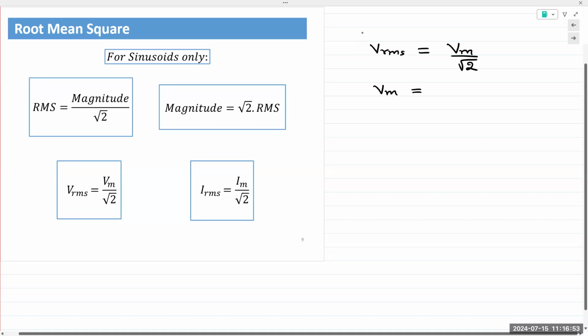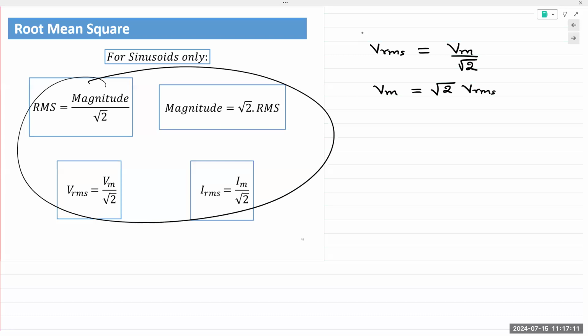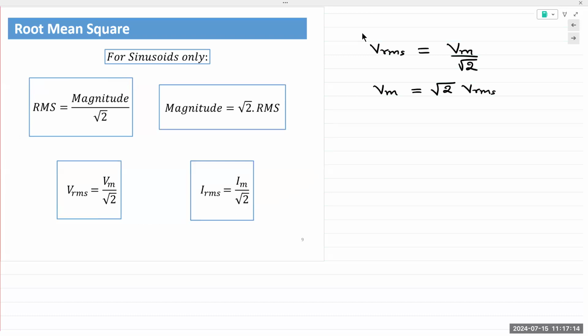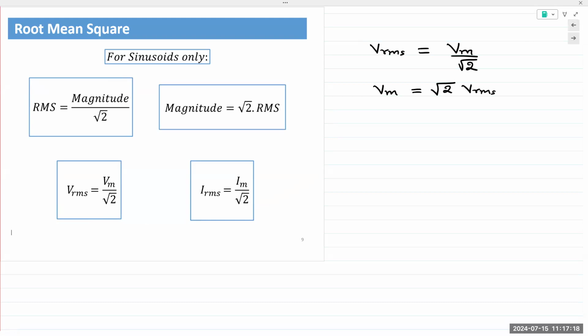Vm or V peak is √2 times the RMS value for sinusoidal waveforms only, for sine and cosine waveforms. This does not hold true for any other waveform. It only holds true for sine or cosine. So it's a quick and easy way for us to determine what the RMS value is.